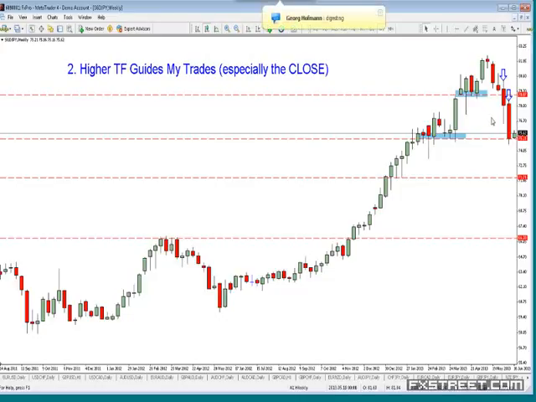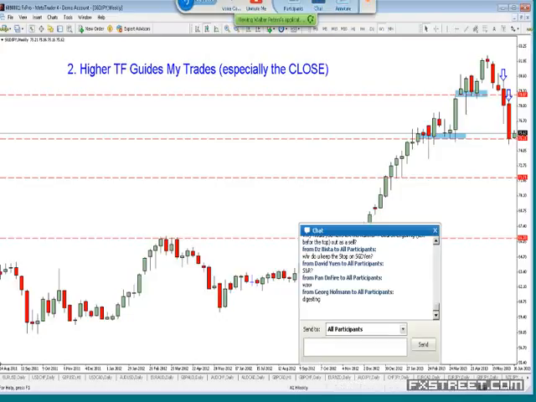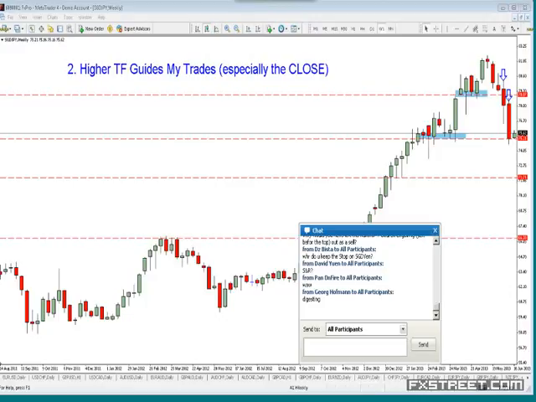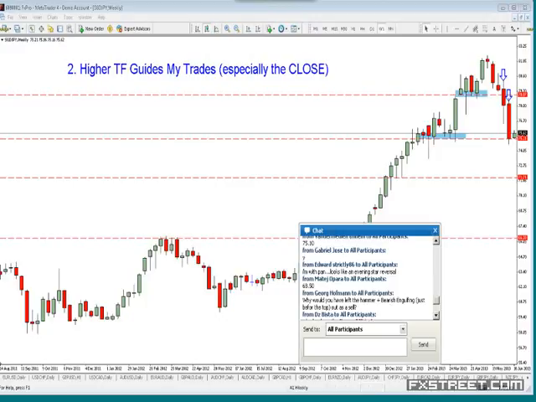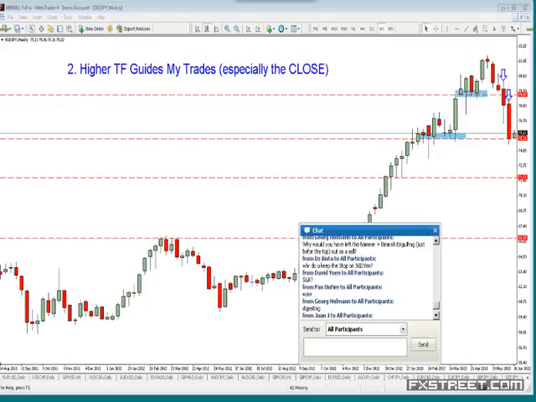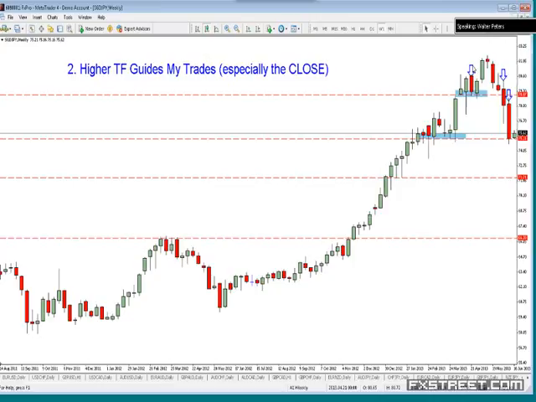Okay, so George says, why would you leave out the hammer and the engulfing? Yeah, right. So George is talking about this. I'll tell you why, George. I know what you're talking about.